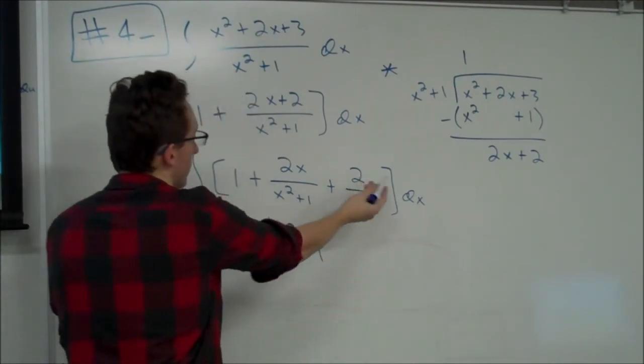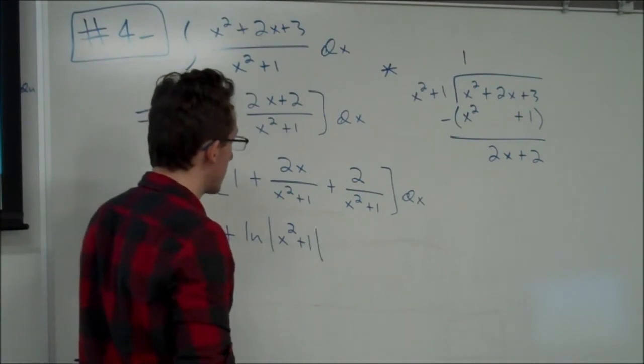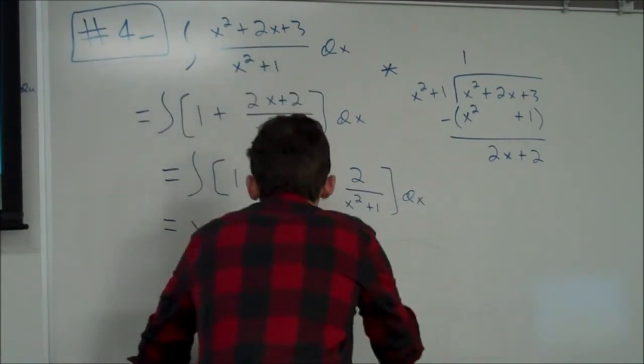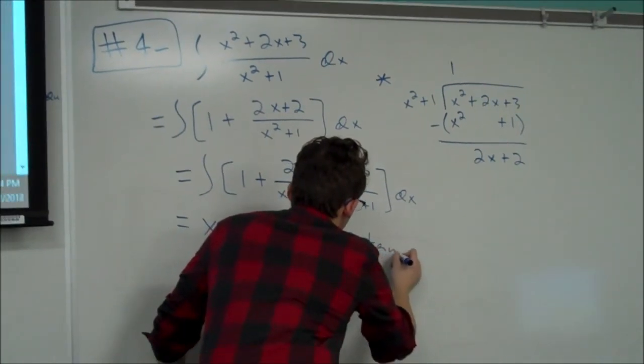And then here, if we pulled that 2 out as a constant, we would see a derivative rule in reverse. We would see the inverse tangent, 1 over x squared plus 1. So that is actually just a derivative rule in reverse.